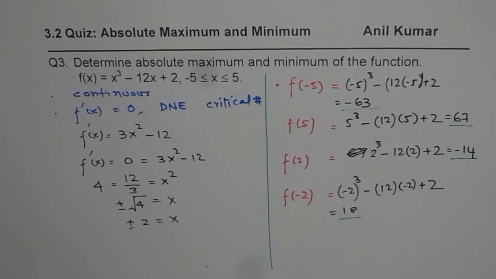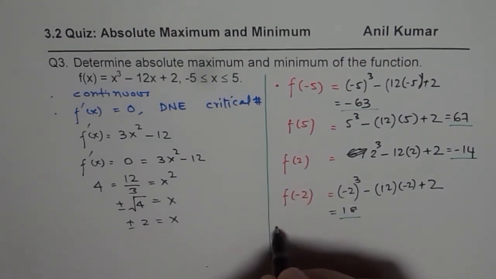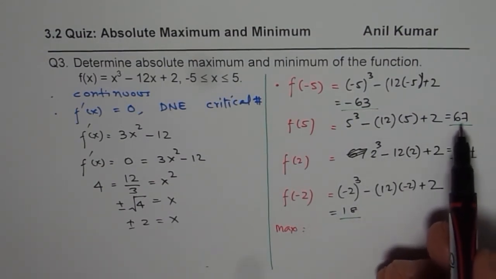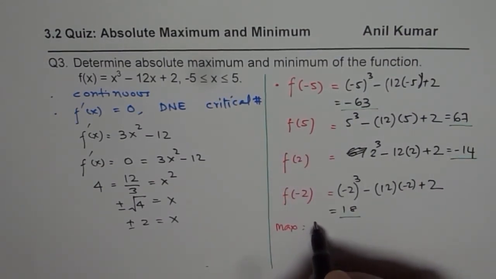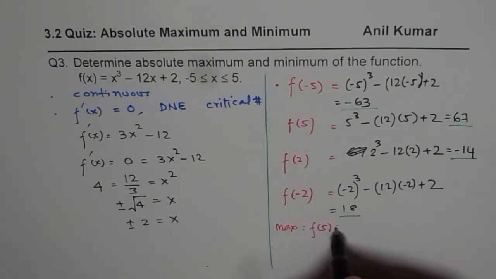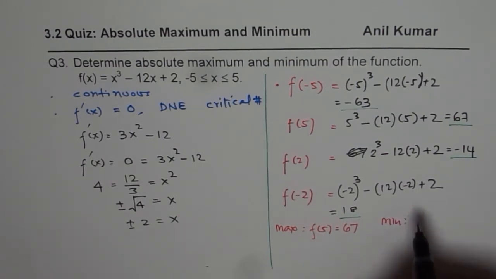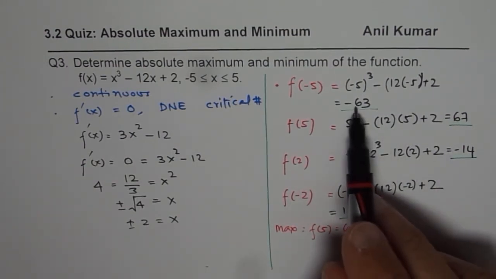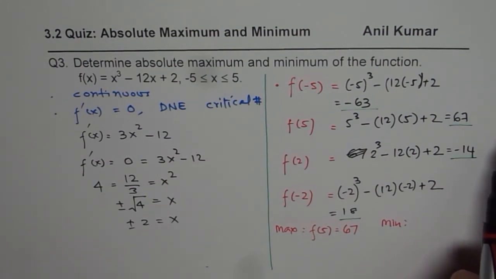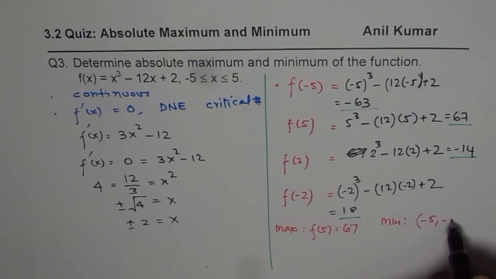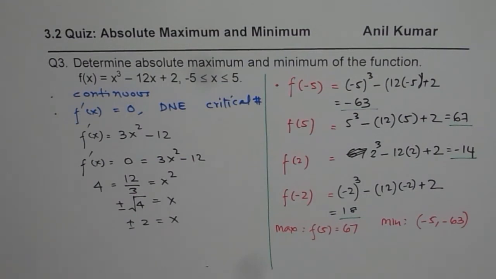So clearly, out of these values, the maximum is 67, which is at f(5). So f(5) is 67, which is the maximum, and for the minimum value we have -63 as the lowest value. So -63 is at -5. That is how we get our answer for the given question.